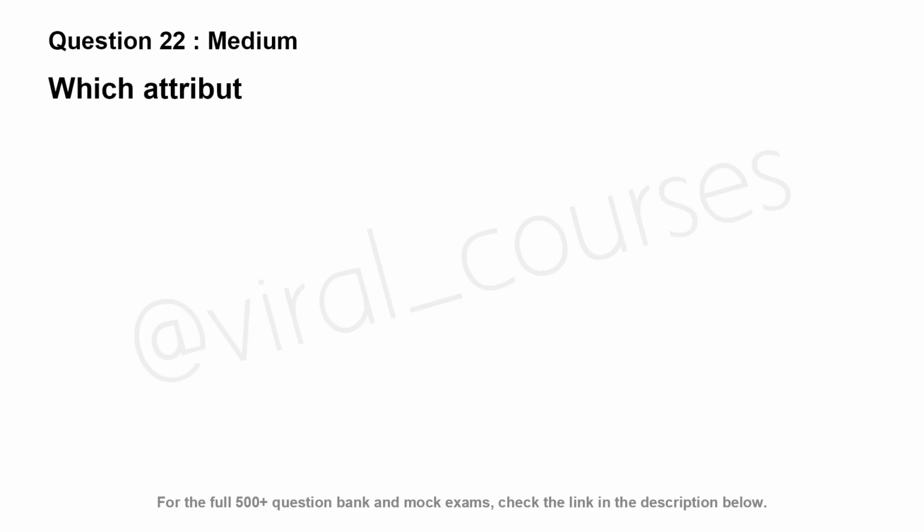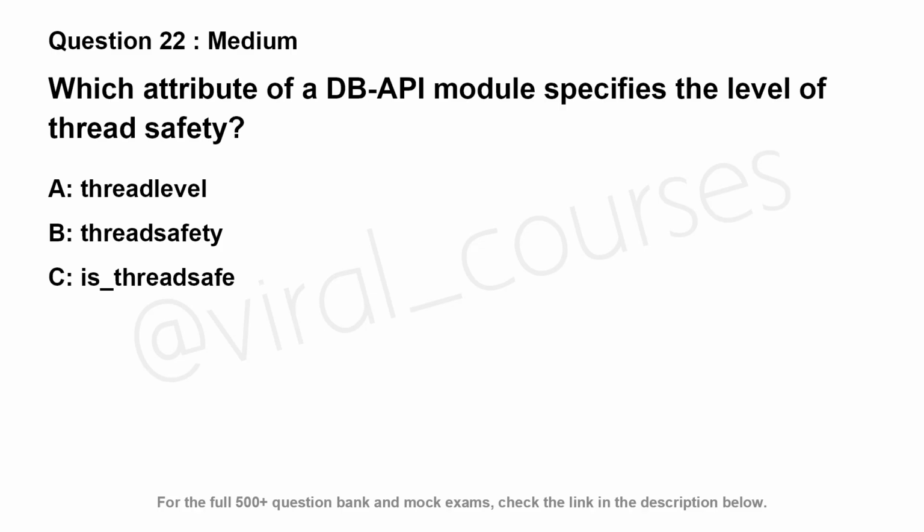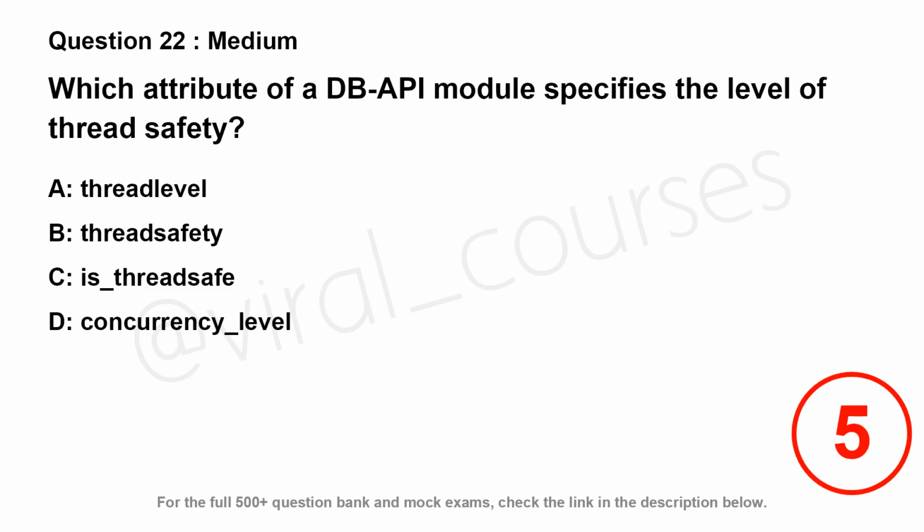Which attribute of a DB API module specifies the level of thread safety? Option A. threadlevel. Option B. threadsafety. Option C. is_thread_safe. Option D. concurrency_level.